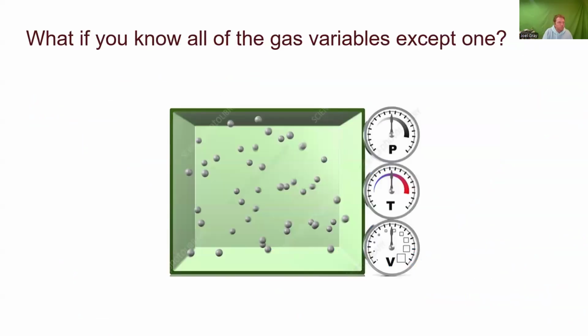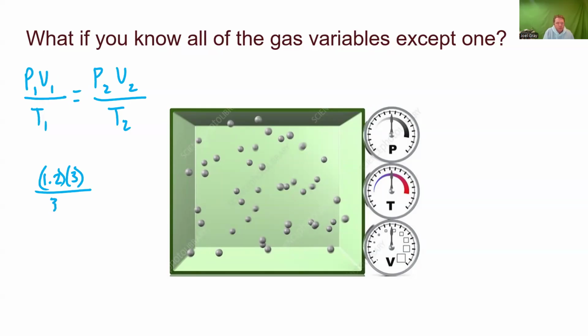And that's going to be an important place where we take off. P1 V1 over T1 equals P2 V2 over T2. Okay, so we've got 1.2 times 3 divided by 300. That's our first situation.